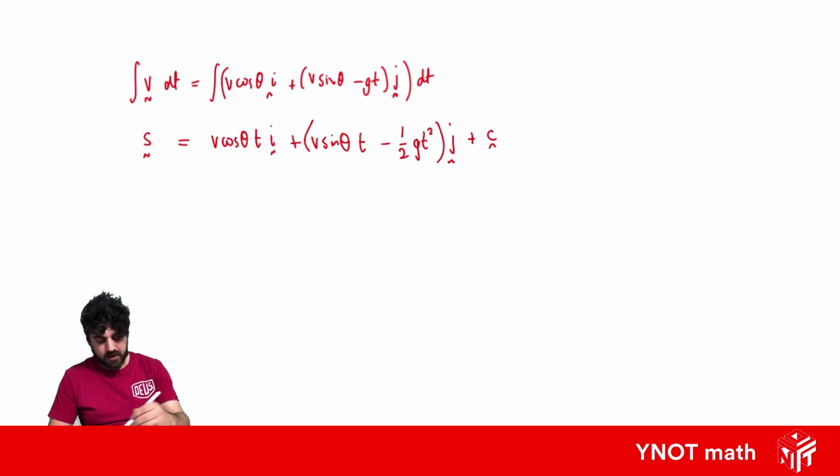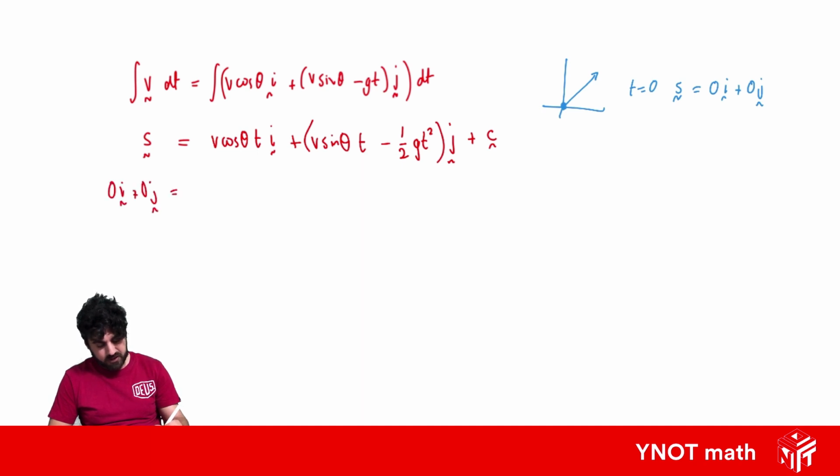And from that diagram before, we know that if we're launching the projectile at the beginning, its displacement is actually 0. So when t equals 0, its displacement is 0i plus 0j. So let's go ahead and sub that in to find our constant vector. So we have 0i plus 0j for our displacement. This is when time is 0.